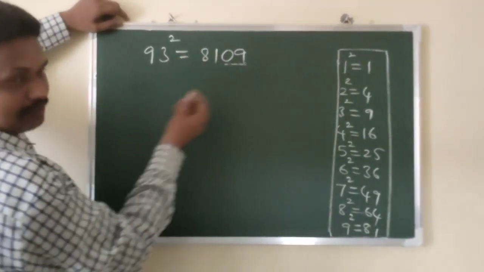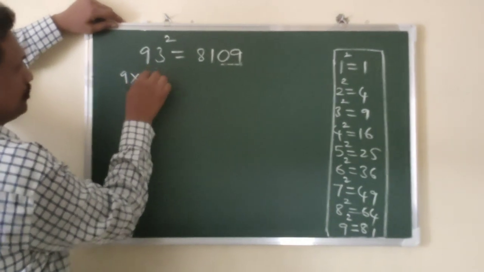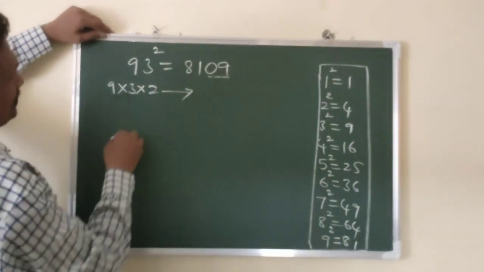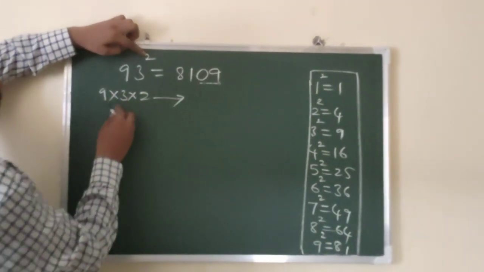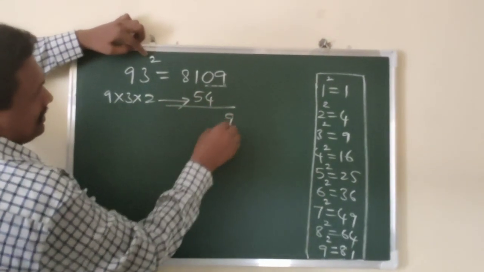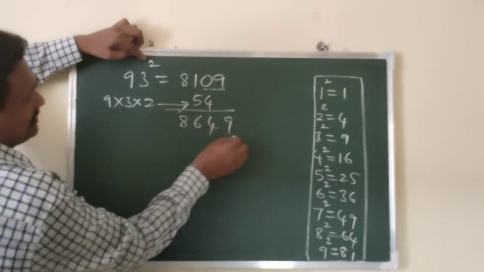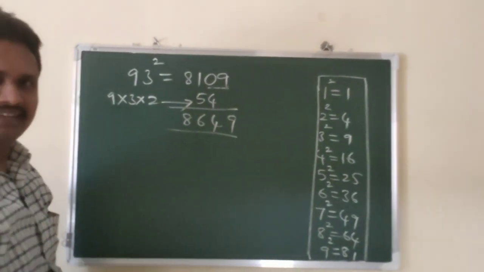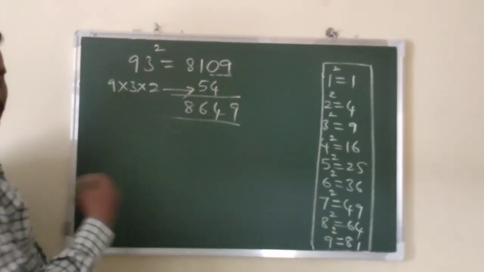After that, normally, you don't need to write 9 into 2 into 3. 9 into 3 into 2: 2 threes are 6, 6 nines are 54. Write 54 right here and add 9, 4, 6, 8. That is 93 square. Understand? It is very easy to find any square.